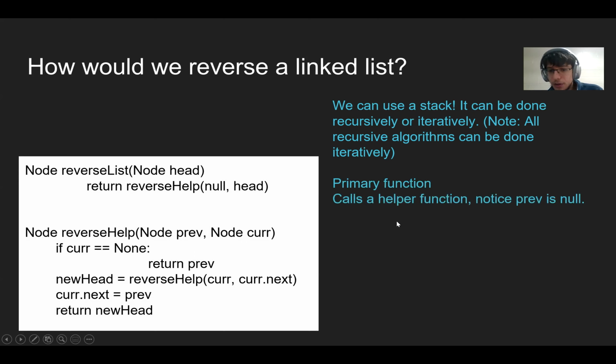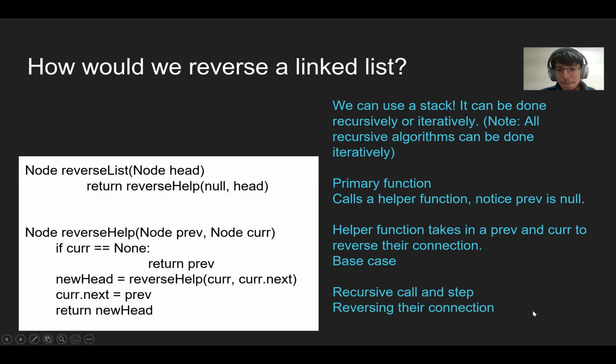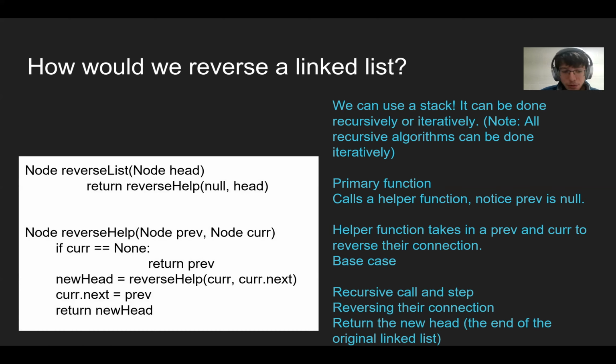So our primary function calls a helper function where previous is None. It takes in previous and the current to reverse their connection, right? So now our base case is there, and the recursive step is reversing the connection. And then we return the head. That would be the recursive call. Basically, in order to reverse it, we have to reverse the connections, and then for the last element, we make that the head.